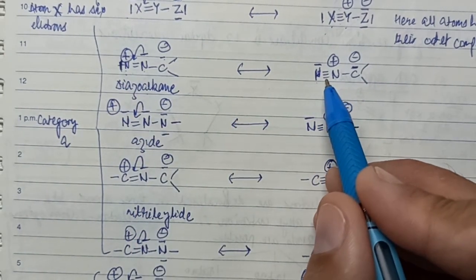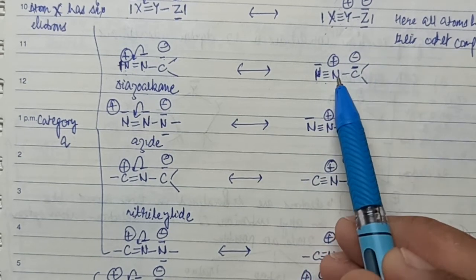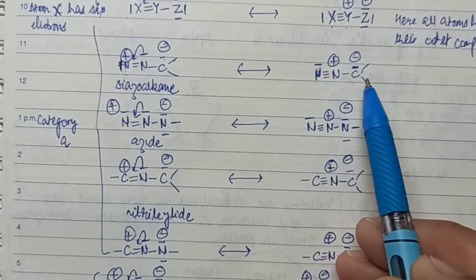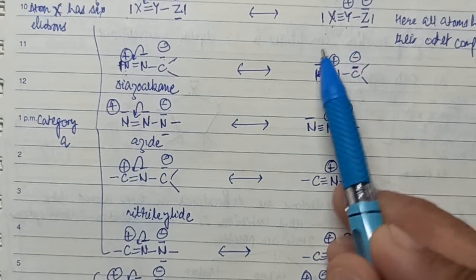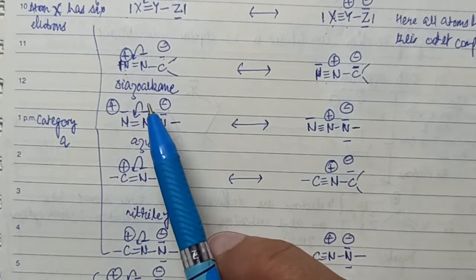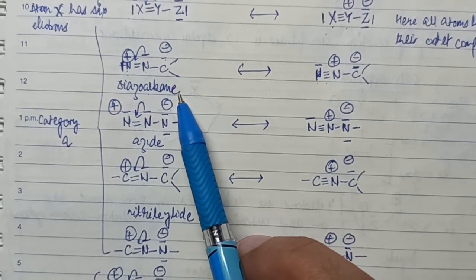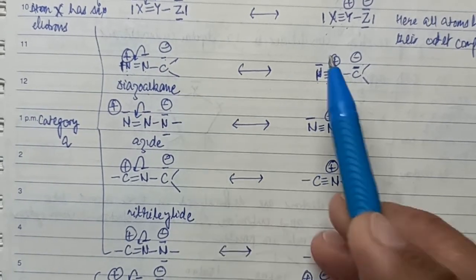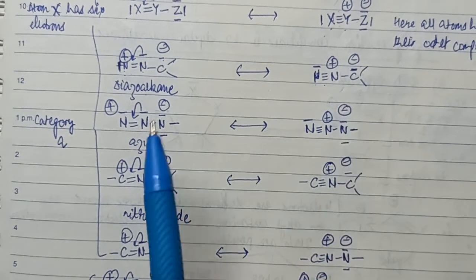This nitrogen now has 2, 4, 6, 8 electrons. This nitrogen has 2, 4, 6, 8 electrons. Carbon has 2, 4, 6, 8 electrons. So all atoms in the octet formula have their octet complete. Therefore, the better way of representing a diazoalkane in a 1,3 dipolar cycloaddition reaction is through the octet formula.